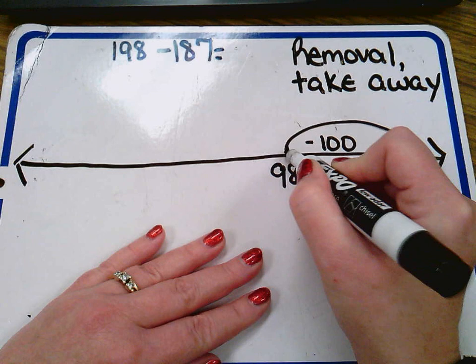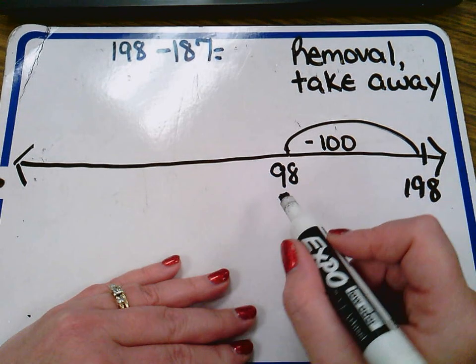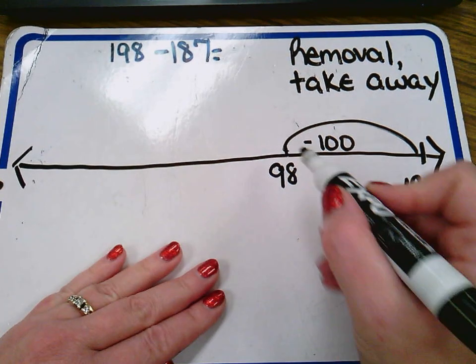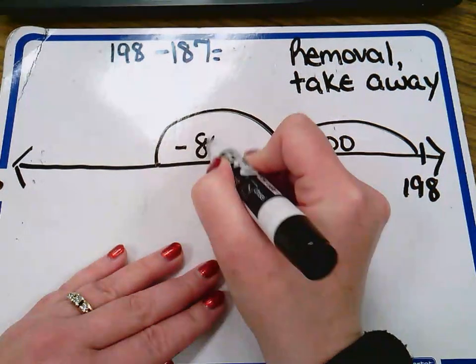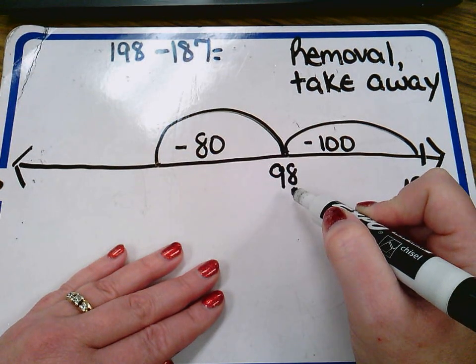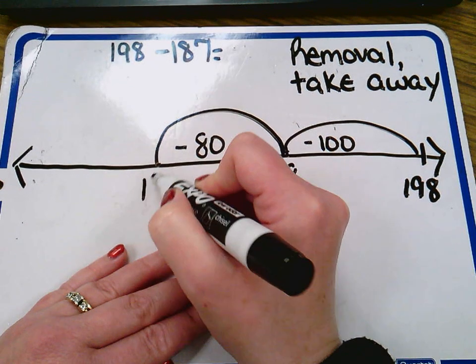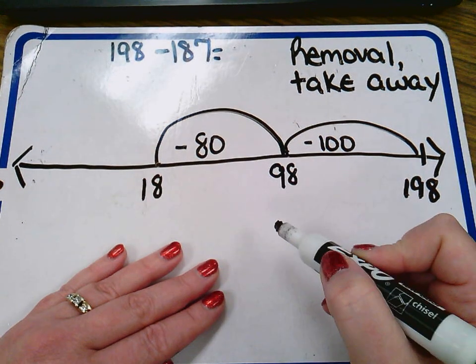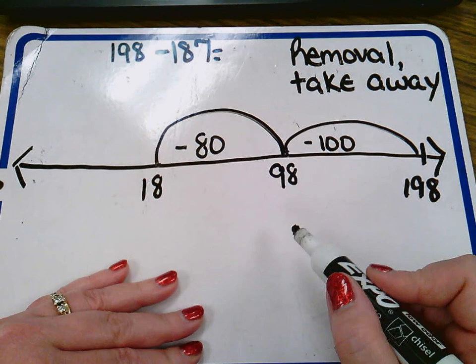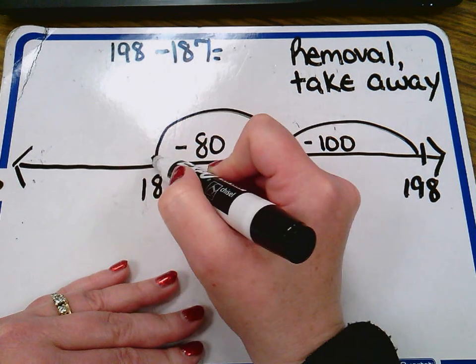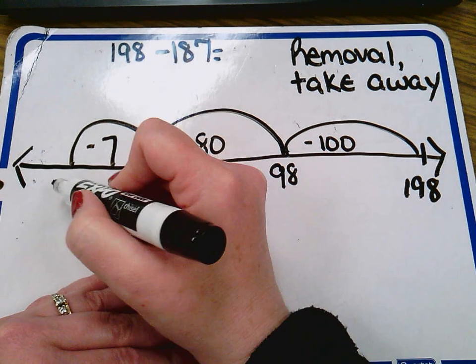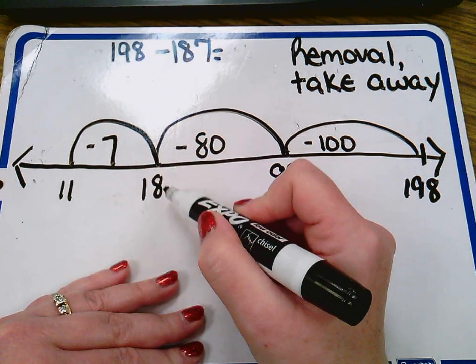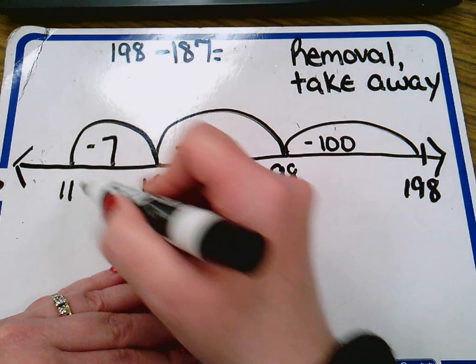And then I've still got to hop back 87. So I'm going to do another friendly hop back of 80. 98 minus 80 is going to give me 18. Okay, and then I still have 7 left over to remove, to take away. So I'm going to hop back 7. And that is going to give me 11, because 18 minus 7 is 11. So our answer, or our difference, is 11.